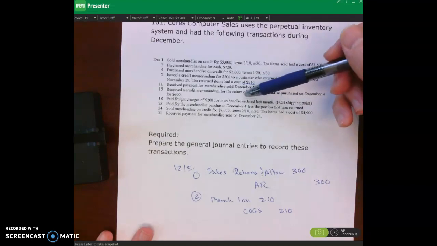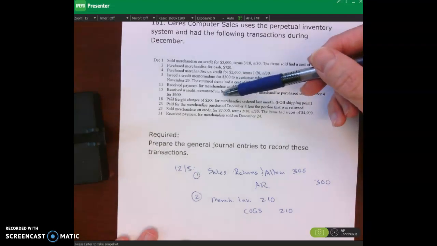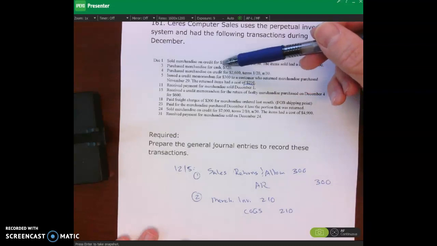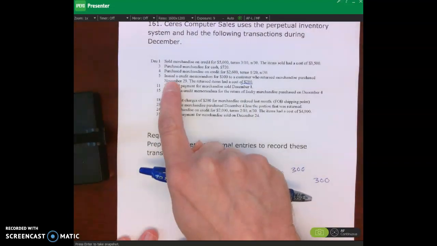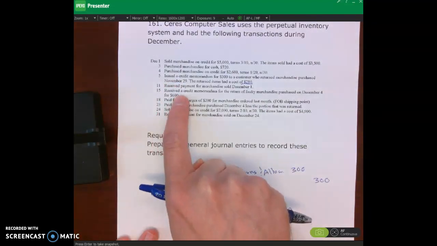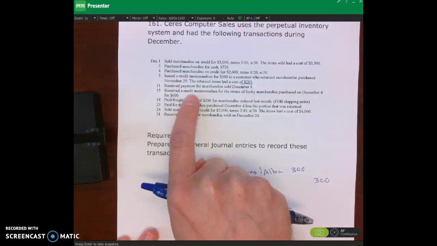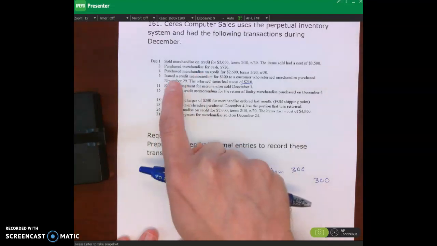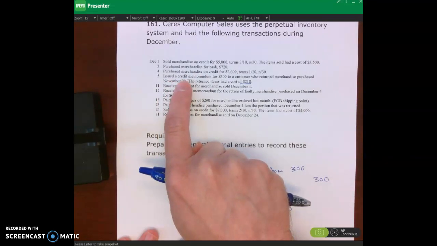So this, right, we would receive the credit memorandum, and then we would send them the debit memorandum. See, on the 5th, we issued the credit memorandum. Here, we're receiving the credit memorandum. So we are receiving the credit memorandum and issuing the debit memorandum. Up here, we issued a credit memorandum and we received a debit memorandum.